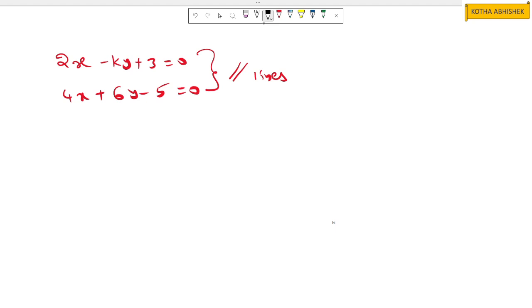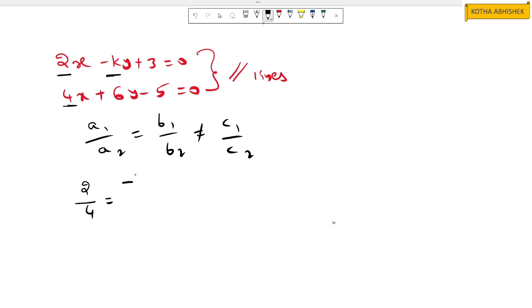So here they said parallel lines, right? So first let us write the parallel line condition: a1 by a2 equals b1 by b2 not equal to c1 by c2. This is the condition for parallel lines. Now let us substitute. First a1, the x coefficient of the first equation, 2, divided by a2, the x coefficient of the second equation, 4. It should equal b1, the y coefficient of the first equation, that is minus k, divided by b2, the y coefficient of the second equation, 6. That should not equal c1 by c2, the constant of the first equation 3 divided by the constant of the second equation minus 5.